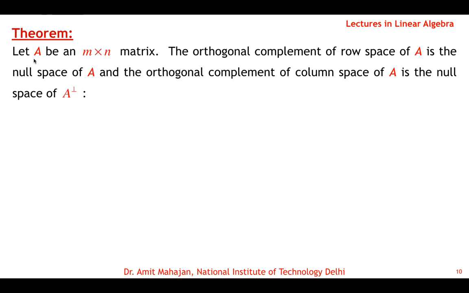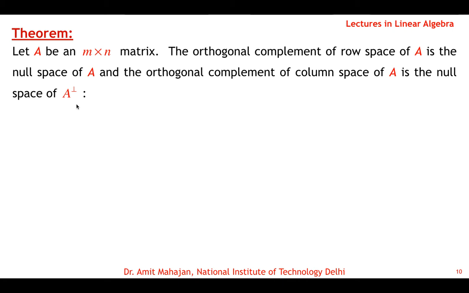Now one theorem: say let A be an m cross n matrix. The orthogonal complement of the row space of A is the null space of A, and the orthogonal complement of the column space of A is the null space of A transpose.